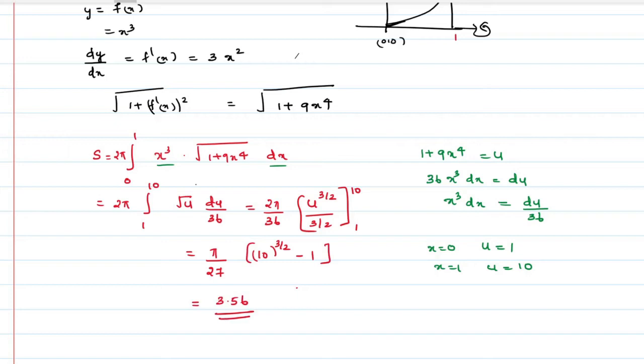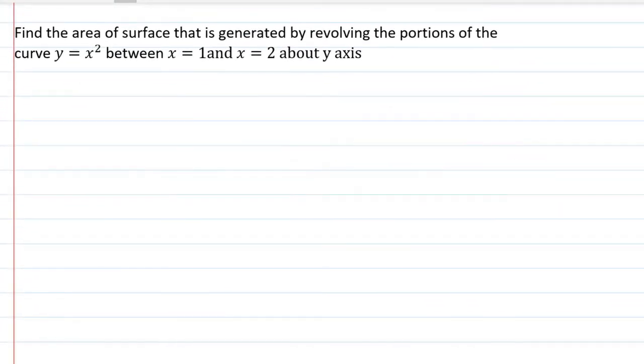I hope you understand. Now, we will do the y-axis rotation problem. Consider the problem: find the area of the surface that is generated by revolving the portion of the curve y is equal to x square between x is equal to 1 and x is equal to 2. The figure is a parabola opening upward, between 1 and 2. It is revolved about the y-axis.